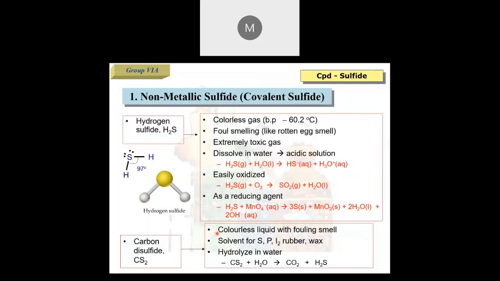Carbon disulfide is a colorless liquid with a foul smell, a solvent for sulfur, phosphorus, iodine, rubber, and wax. So it's very useful, the carbon disulfide. But however, it's relatively unstable. It hydrolyzes in water to form hydrogen sulfide and carbon dioxide.